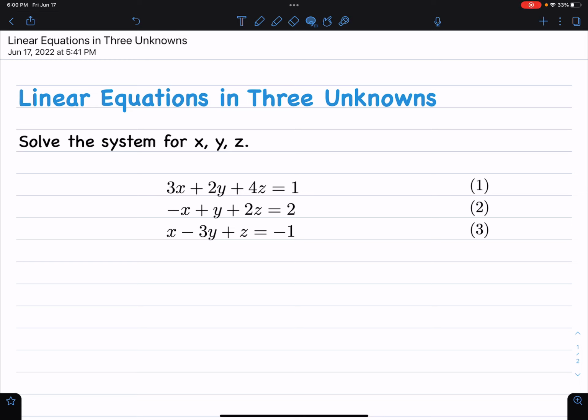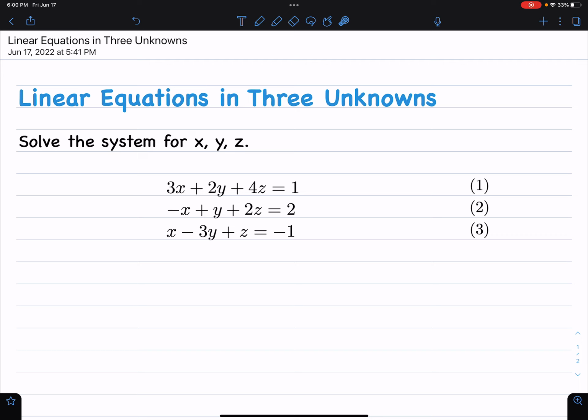Hello everyone, I am going to solve a system that has three variables, three unknowns, and there's three equations. These are linear equations, and they say that because here I have x, y, and z, and they're all just raised to the first power. There's not x times y or y times z. So these are the forms of linear equations, and we're going to solve for x, y, and z.